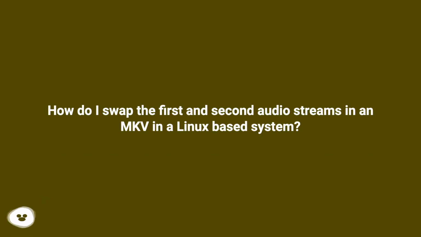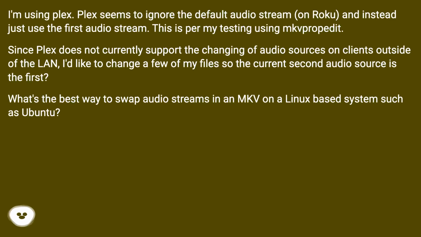How do I swap the first and second audio streams in an MKV in a Linux-based system? I'm using Plex. Plex seems to ignore the default audio stream on Roku and instead just use the first audio stream. This is per my testing using Perpedit.